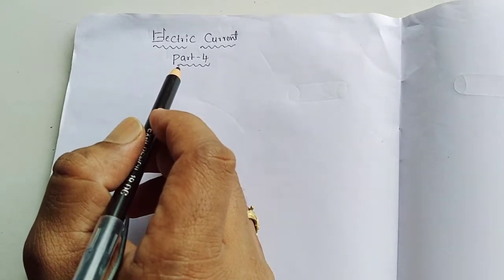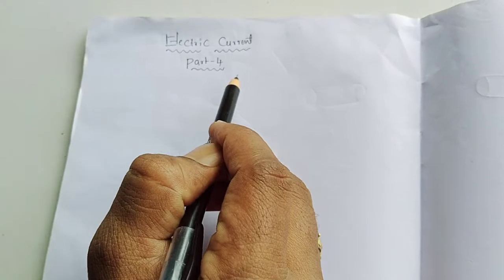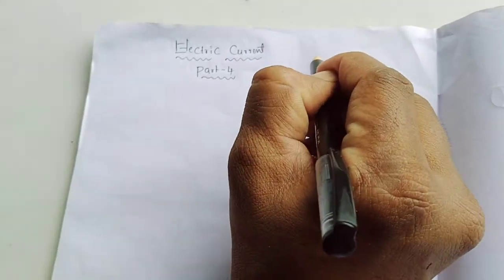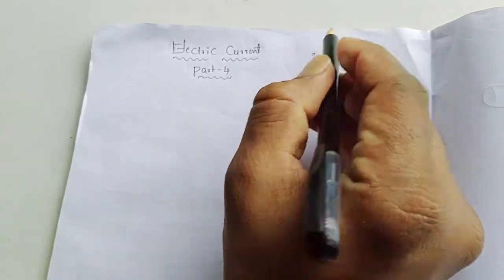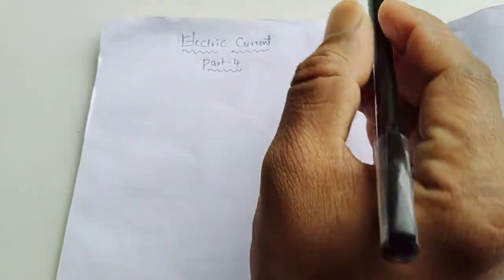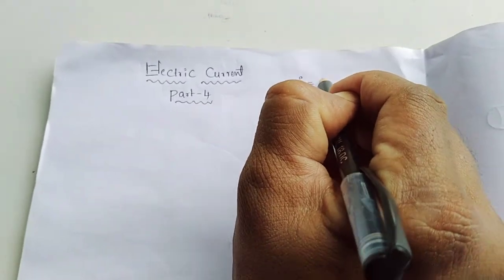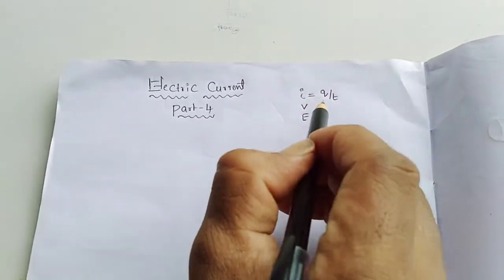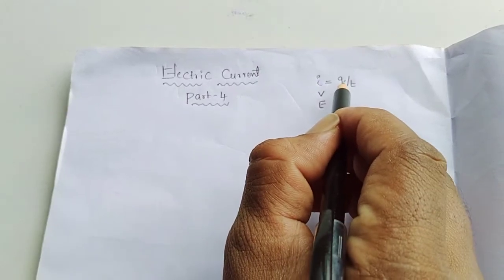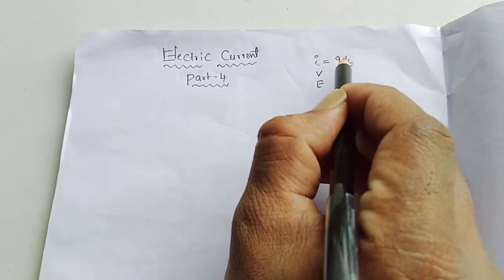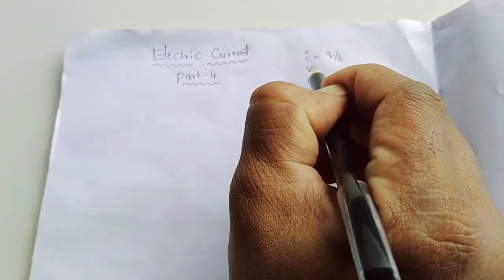So now we are going to start electric current part 4. In the previous class we already discussed electric current, potential difference, and electromotive force. As you know, what is electric current? It is Q by T. Electric current is defined as the amount of charge crossing a cross section of the conductor in 1 second.